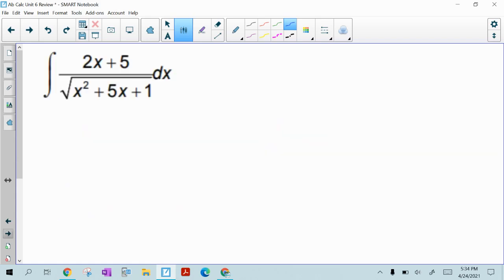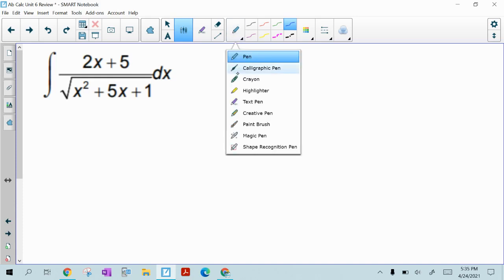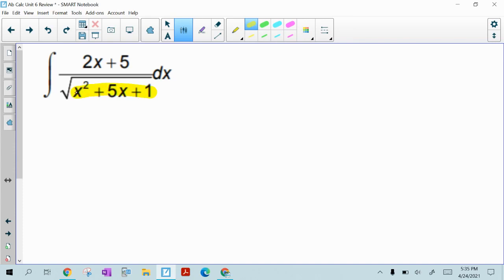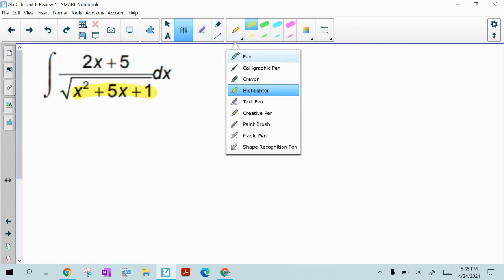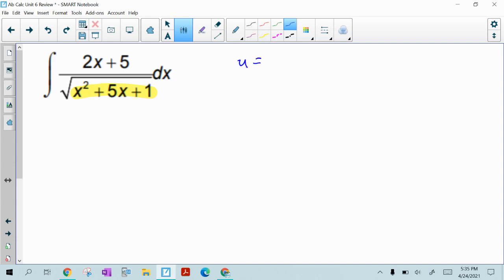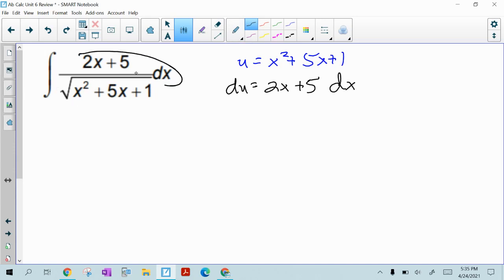Next up, see what we've got now. This one's going to be a little bit more of a challenge. I'm hoping that people pretty easily recognize at this point, hey, there's my inner function. So I'm going to work with that and say that I'm looking at u equals x squared plus 5x plus 1. And so my du will be 2x plus 5 dx. And fortunately, that matches up really, really nicely with what I've got here. And all I need to do is be careful when I'm writing my expression. So du takes the place of this.